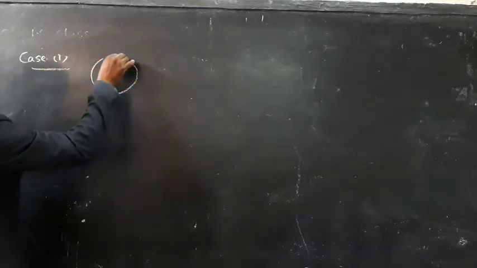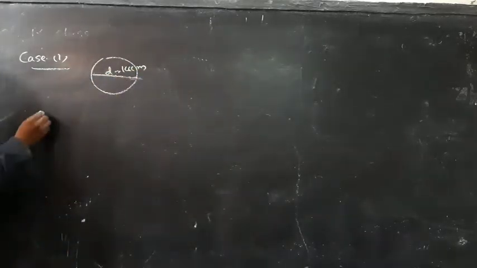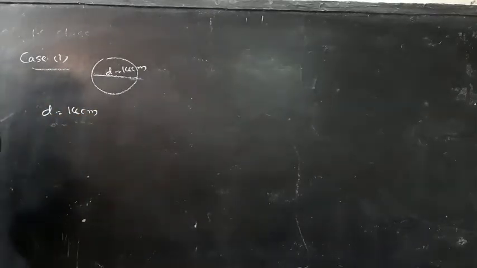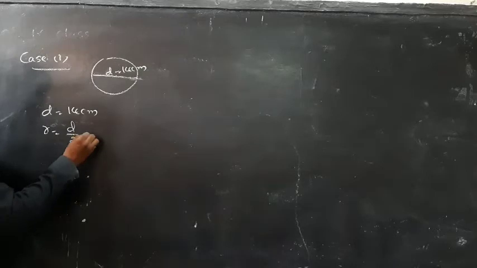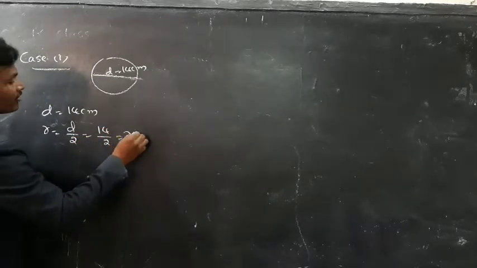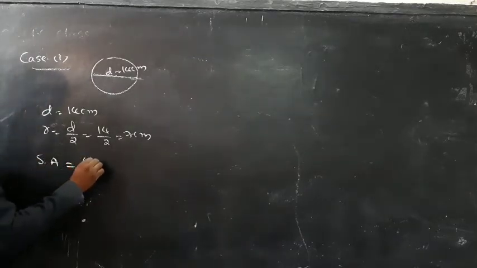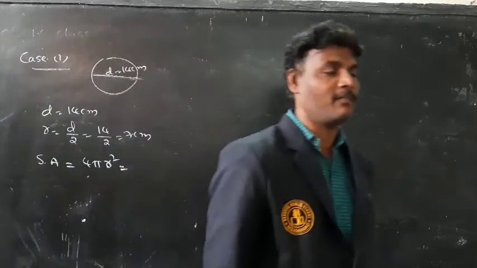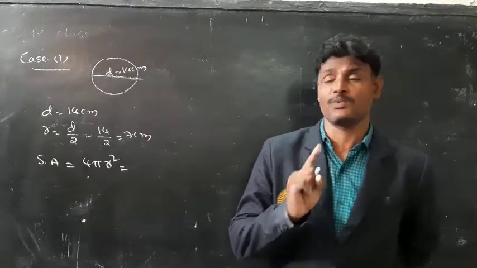Case 1. So before pumping the air, diameter of the balloon is D equal to 14 centimeters. Here I know the value of the diameter, but I need the value of radius. So radius is half of the diameter, is equal to 14 by 2, which is 7 centimeters. Now surface area of that balloon is 4 pi r square. What is the surface area of the sphere? 4 pi r square.